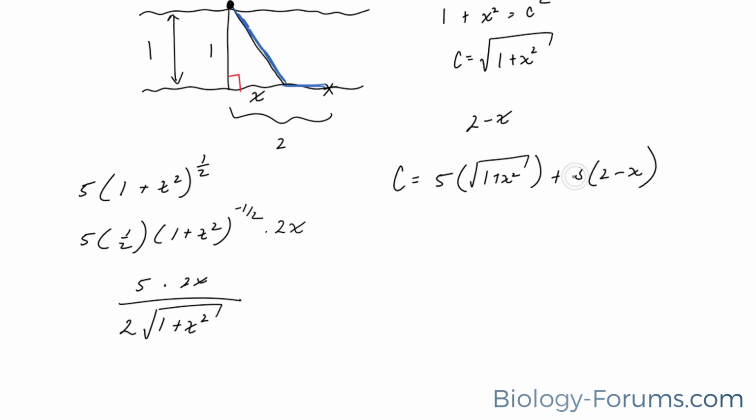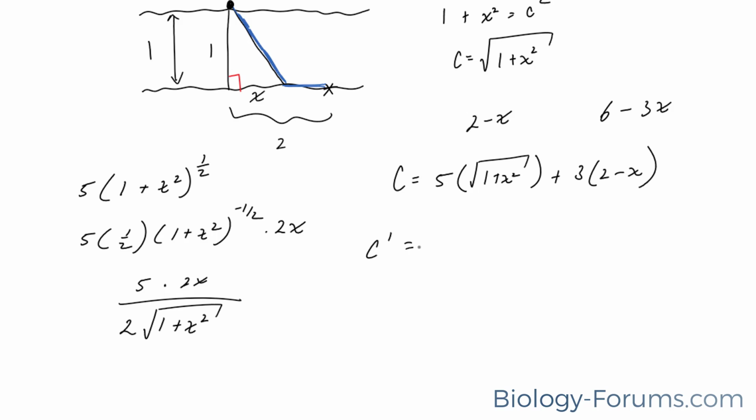Next, we're going to find the derivative of this term, but first we need to expand. If we expand this, we end up with the following, 6 minus 3x. And if we apply the power rule to both of these terms, we end up with simply negative 3. So let's write this all down.